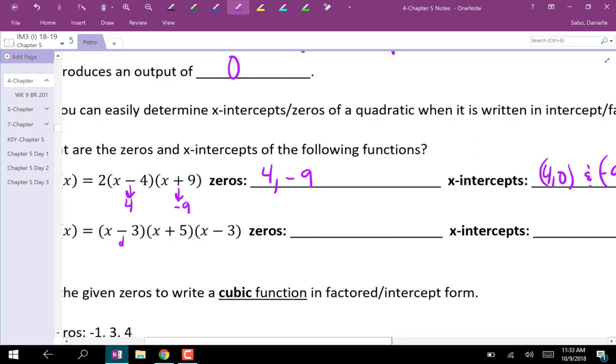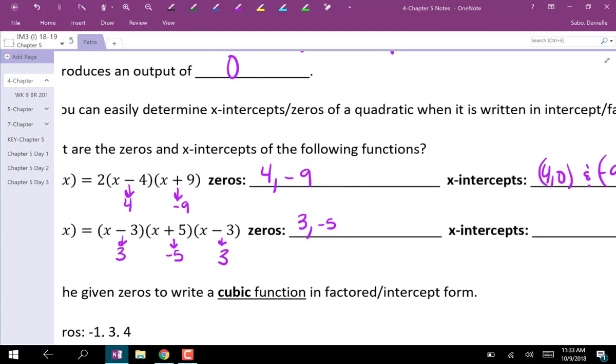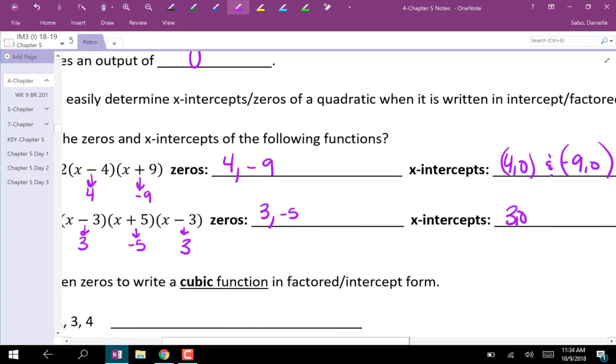Okay, so let's do it again. What about this first one here? What's the 0 of this guy? 3. What about this one? Negative 5. What about this one? 3. If that happens, you see how we had 2 3s. You don't have to write it again. That's what we were talking about earlier when I said it has a multiplicity of 2. That means that it happens at that vertex. And then the x-intercepts are 3, 0, and what? Yeah, very good.